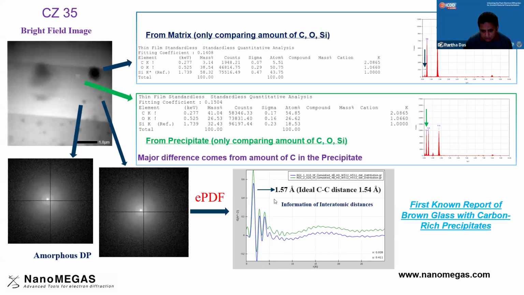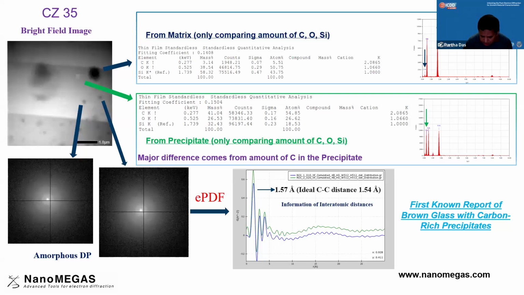And in the precipitate, we see a distance of 1.57 angstrom, which is slightly higher than the carbon-carbon bond distances. We also did some PDF from the amorphous matrix, where we got higher interatomic distances, which is 1.61, like silicon-oxygen bond distances.